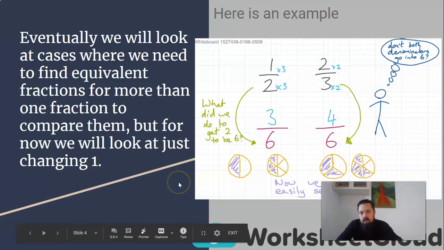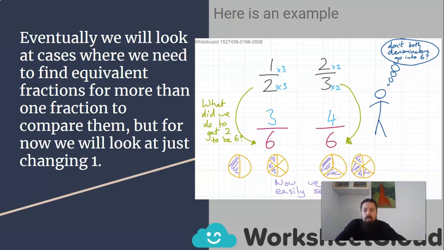Right, so eventually we will get to cases like this where we need to find equivalent fractions for both before we compare them, but for now we're just looking at one. But I did think I would quickly have a look at this one, just for any bright sparks out there who want to have a look at what it might look like. So for example, I had a half and I had 2/3, and I wanted to find out which one was bigger. All right, so I could draw them. Over here I've drawn my half. Over here, okay, I'll come back to that one. And over here I've drawn 2/3, and I can quite clearly see that 2/3 is bigger than a half.